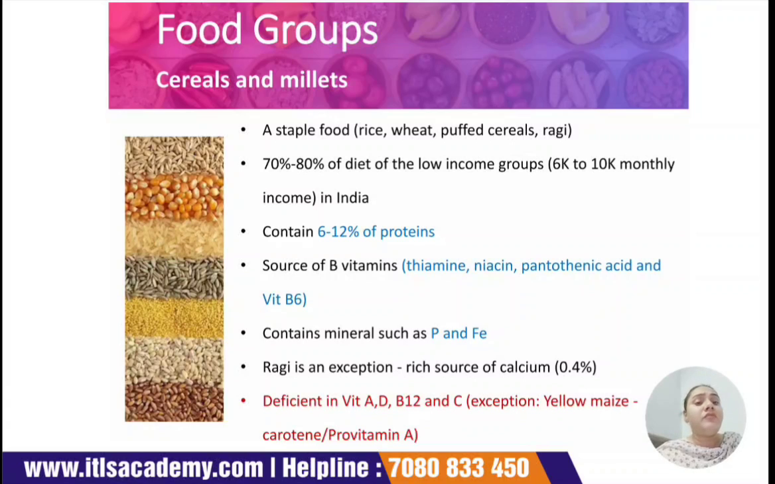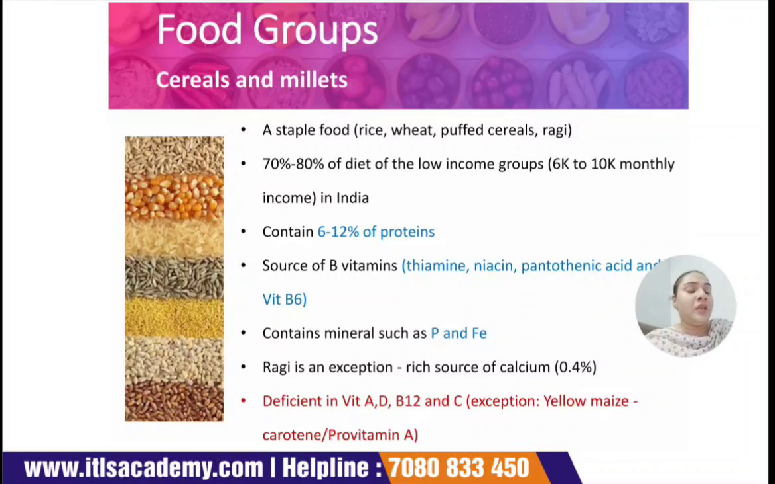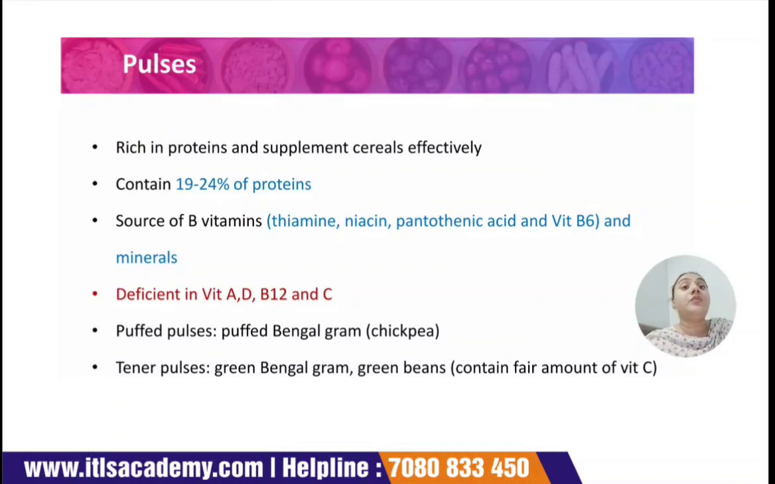This type of food group may lack different types of vitamins, like vitamin A, D, B12 and C. There is a dal that is known as the yellow dal. It is good in protein. This is an exception because it has a good source of vitamin D.